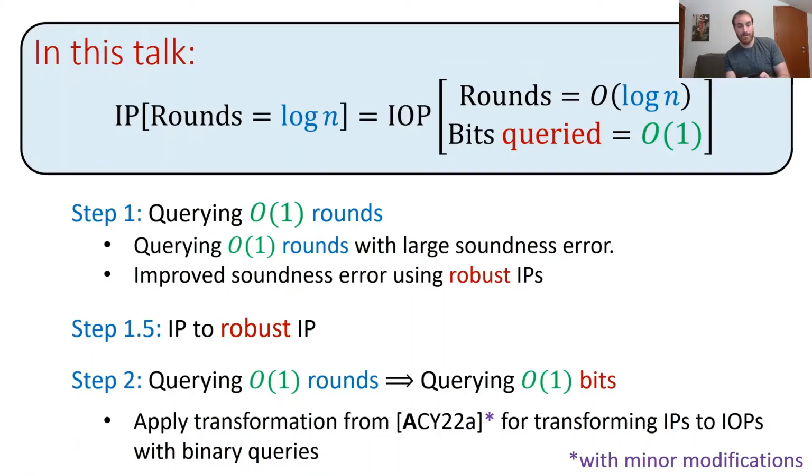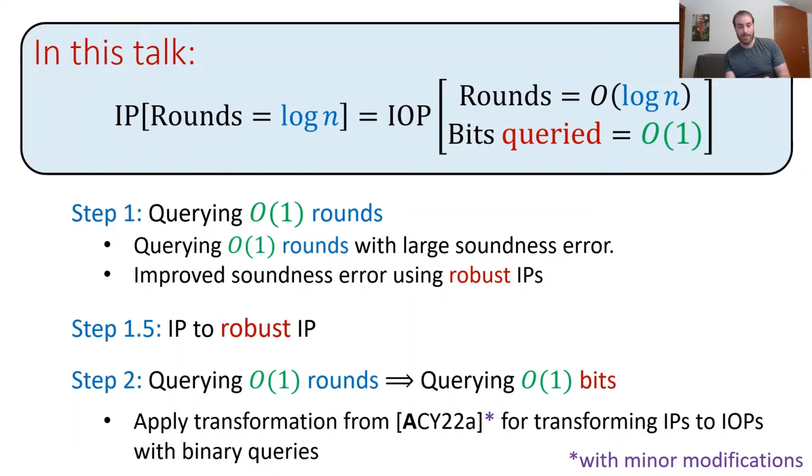So we wanted to take an IP with log n rounds and transform it into an IOP with O of log n rounds and a constant number of bit queries. We started off by wanting to get a constant number of round queries. We showed that we could do this, but we would get very large soundness error. And then we showed that we could improve the soundness error if we used robust IPs rather than normal IPs. And then we took a detour to transform IPs into robust IPs.